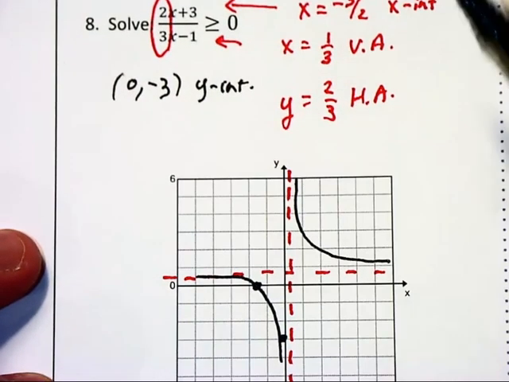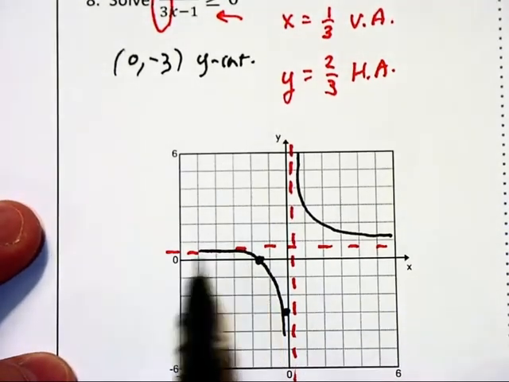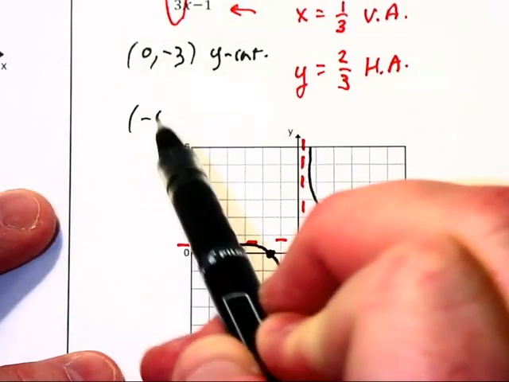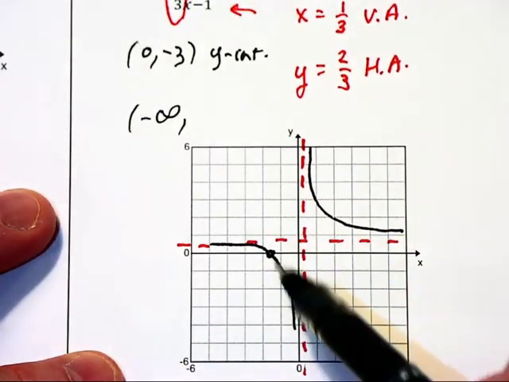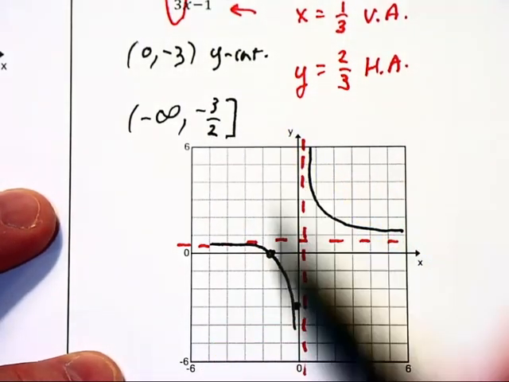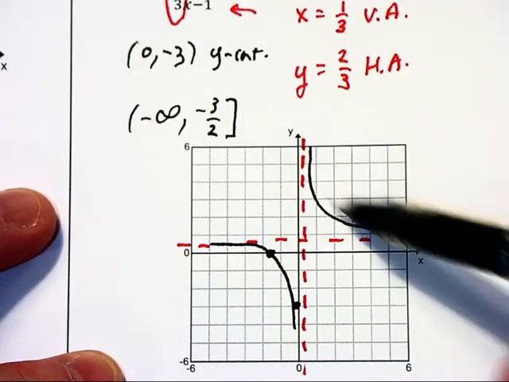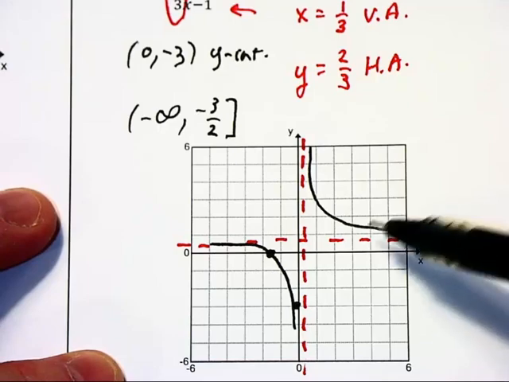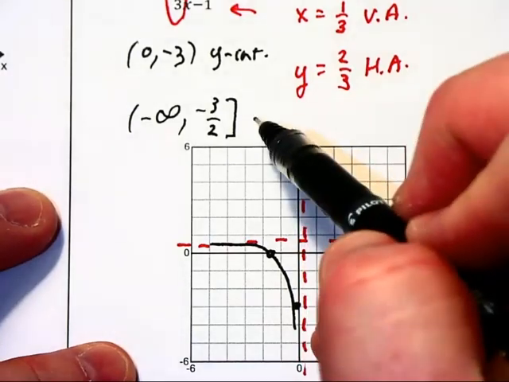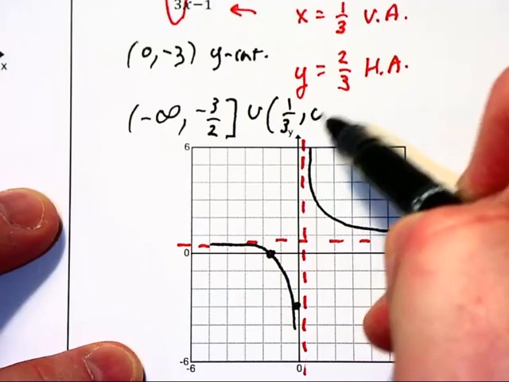We are interested in where this is greater than or equal to 0, and we can see that it's greater than or equal to 0 over here on the far left. So we will have from negative infinity up to negative 3 halves, which we're going to include because that's the equal to part, and it's above everywhere over here to the right of the 1/3, so union parentheses 1/3 comma infinity.